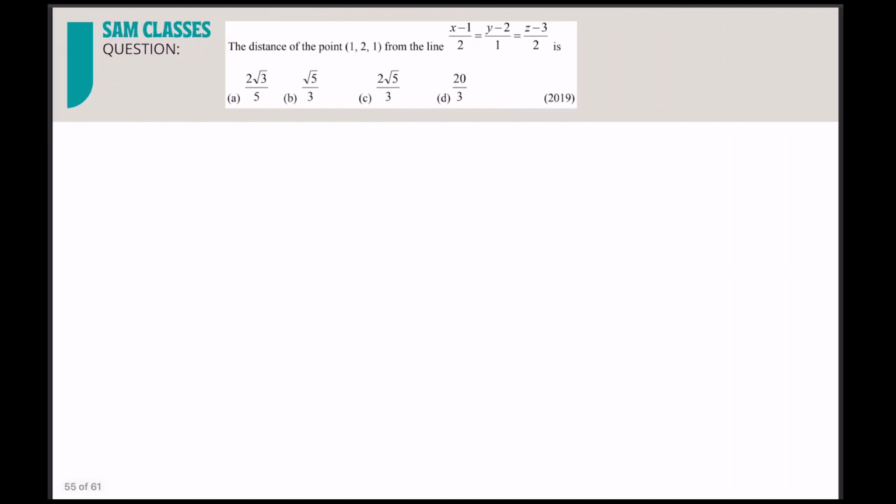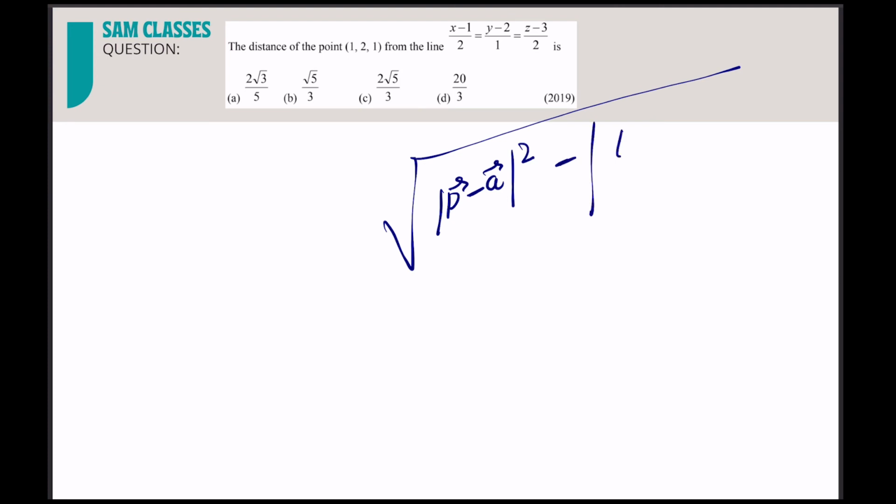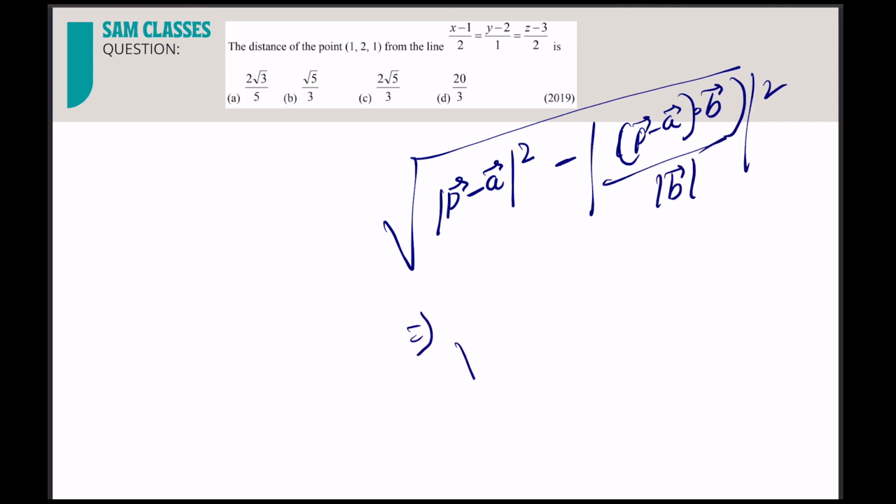Now let's see the next question. The distance of the point from the line, okay? Distance of point from the line, directly formula, everybody remembers. Mod of, so everybody will say with me, mod of (p vector minus a vector) whole square minus (p vector minus a vector dot with b vector) divided by mod of b vector whole square. That's it. What is the value?